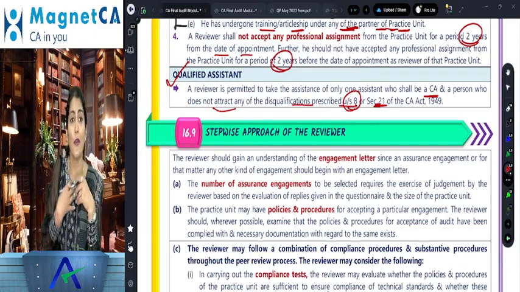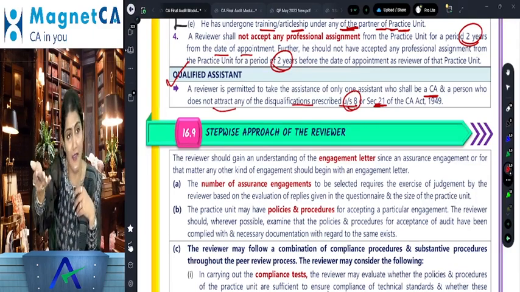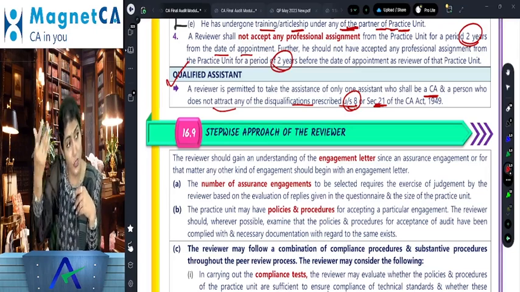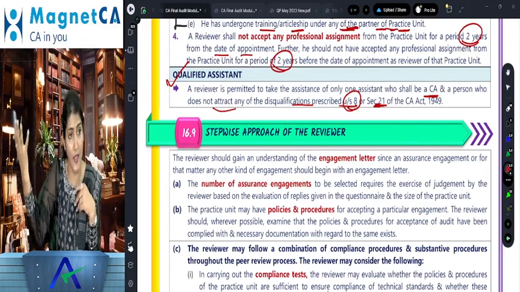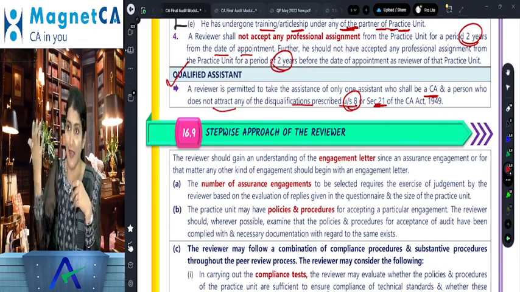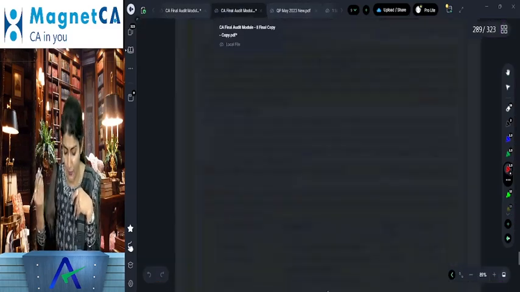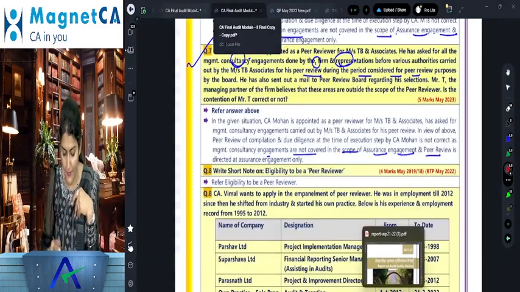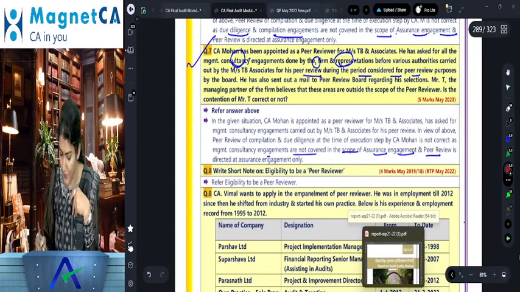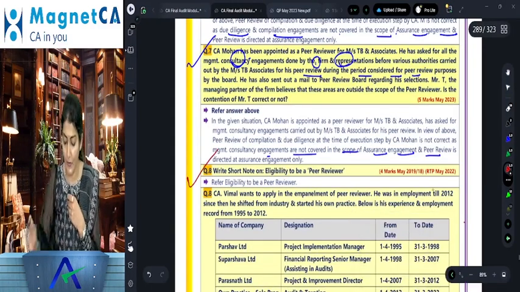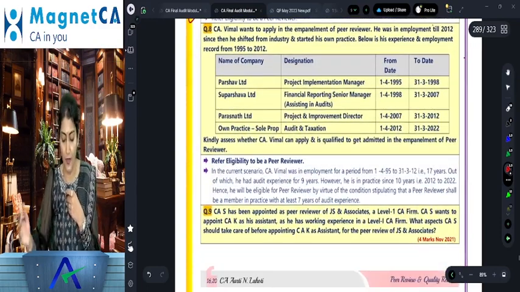So if I am going for the peer review, can I take another CA with me? Yes, but that other CA should not have a disability for membership, or he should not be guilty of professional or other misconduct by the ICAI. Do you understand that? Eligibility to be a reviewer, right? Again, a question asked in your exams regarding the eligibility to be a reviewer.